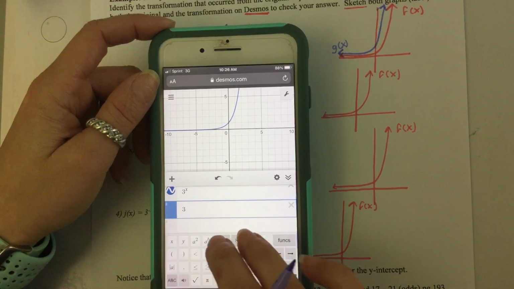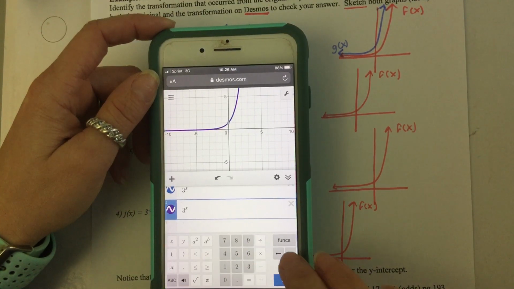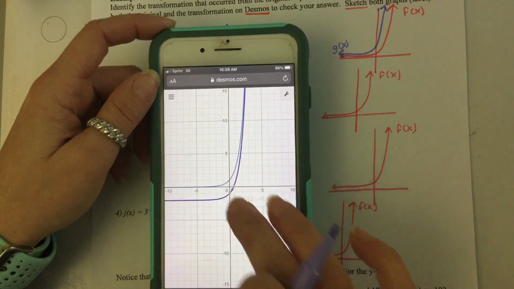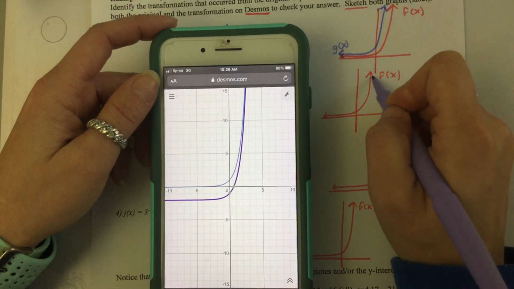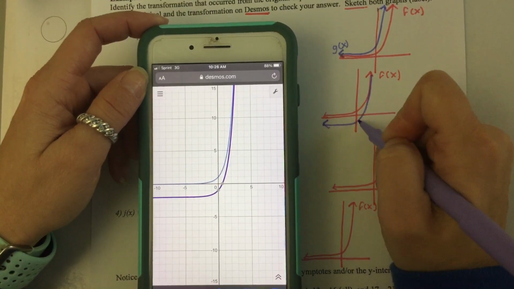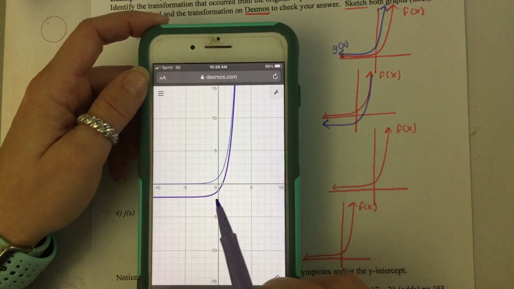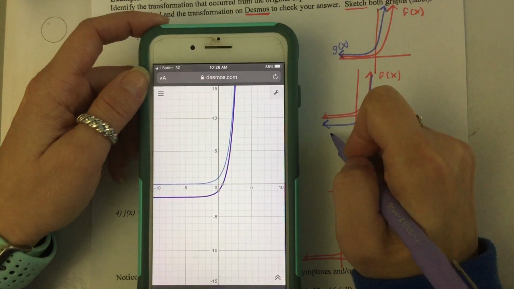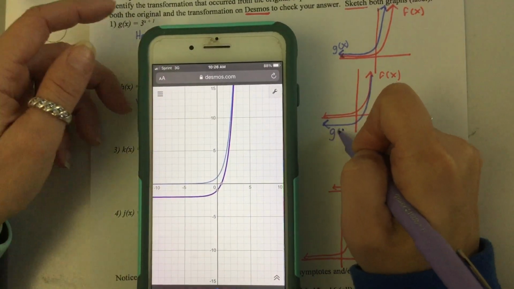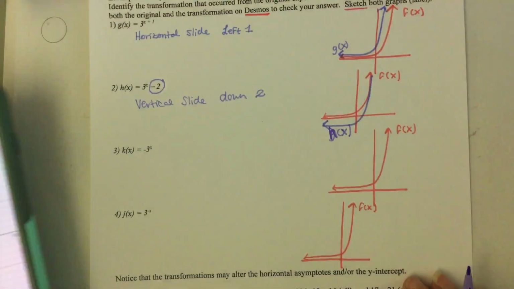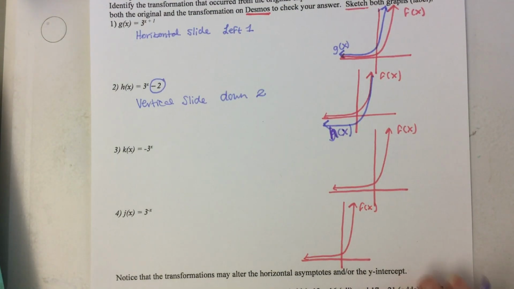So if I go 3 to the power of x minus 2, this is showing up in the purple. Notice what happened is it just went down 2. One thing I want to make sure of as I'm sketching, notice that the y-intercept now is actually below the x-axis. They have this one labeled h of x. So again, I just went ahead and I sketched it.